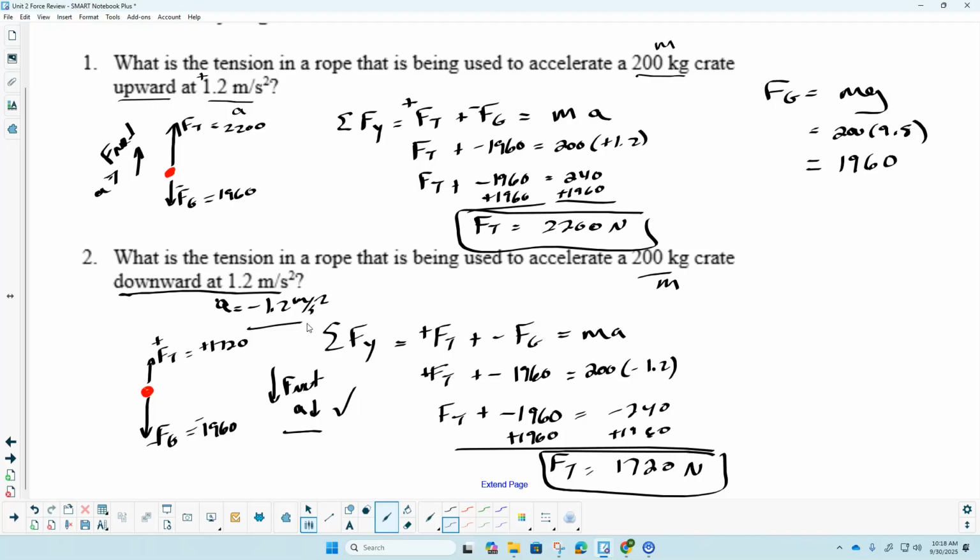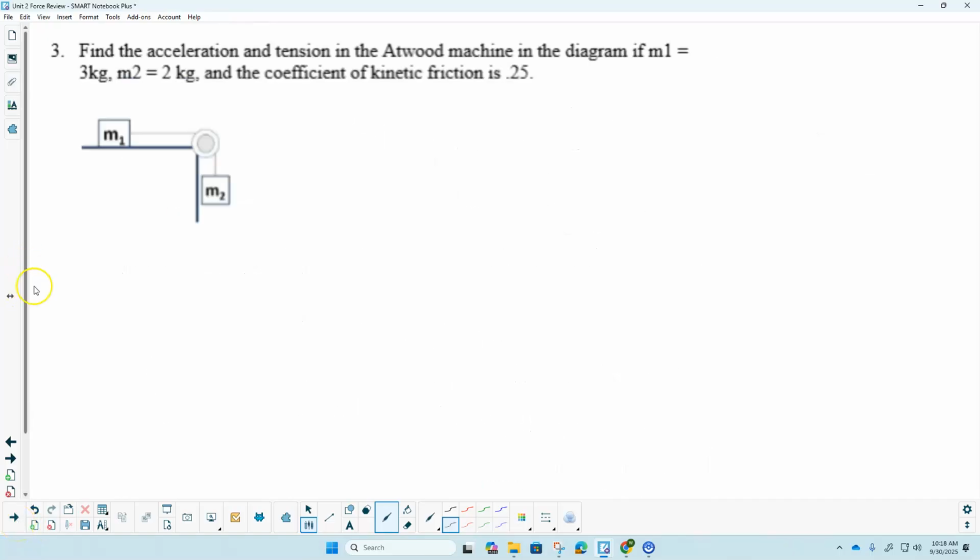Okay, so that's kind of problems 1 and 2, and they were close to each other, so I put them on the same page. The next problem deals with an Atwood machine. So it gives you a picture here and says find the acceleration and tension. So we're finding A and FT for our situation of this Atwood machine, where M1 is 3 kilograms, M2 is 2 kilograms, and there's a coefficient of friction equal to 0.25.